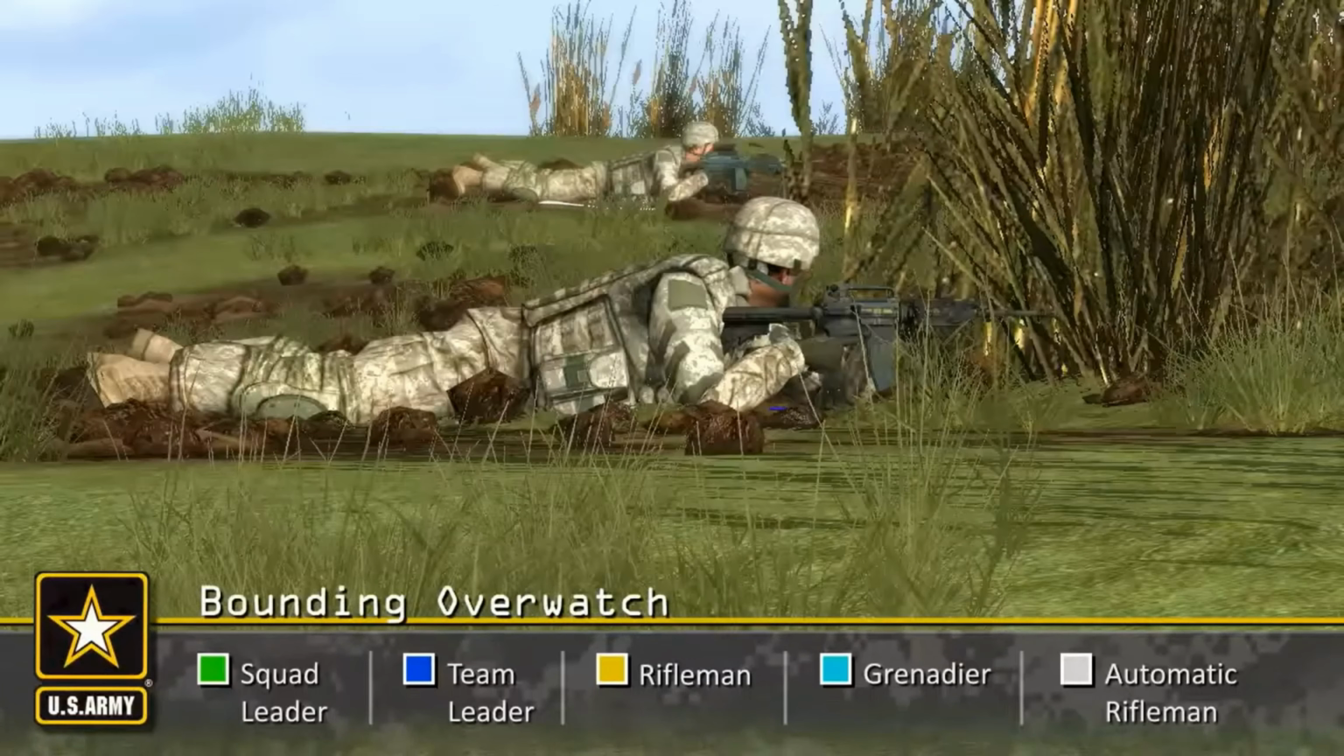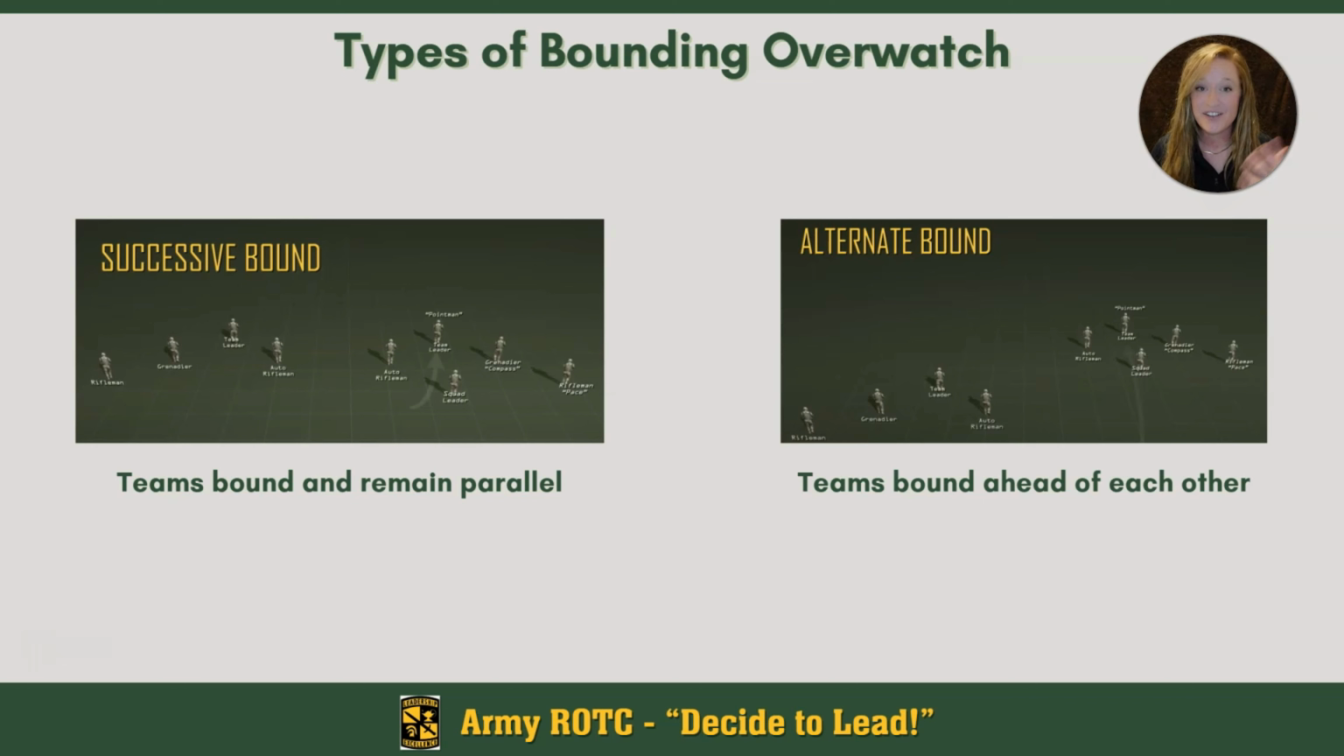They provide covering fire while the other fire team disengages. This process continues until the squad successfully breaks contact with the enemy. Okay, so that's bounding overwatch, and there's two types, right? There's the successive bound, and there's the alternate bound.